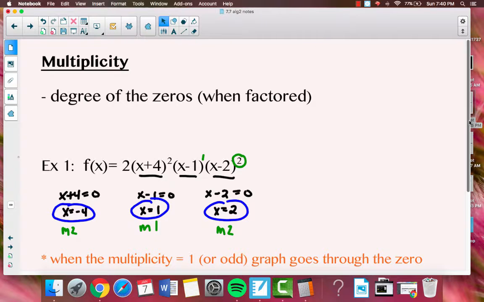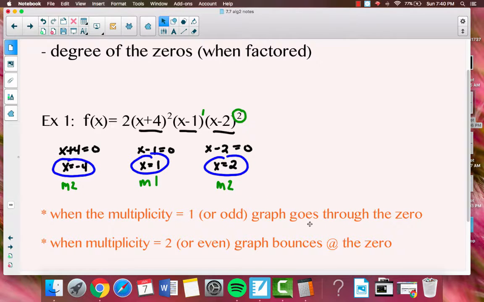So there are basically 2 rules you want to write down, and I put these in orange here. The first is that when the multiplicity is 1, or it's odd, because remember we said sometimes we're going to see 3s or 5s, the graph just goes through the 0. And I'll explain what that means when we actually get to the examples, but you want to write that down. Okay, and when the multiplicity is 2, or it's even, so 2 or a 4 or a 6, then the graph is going to bounce at that 0.